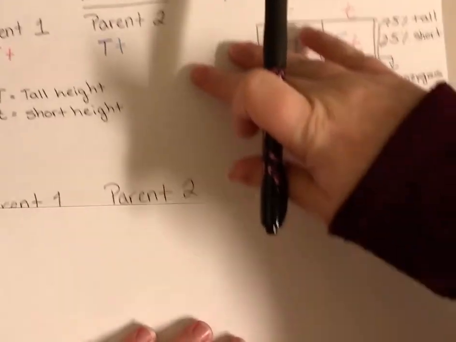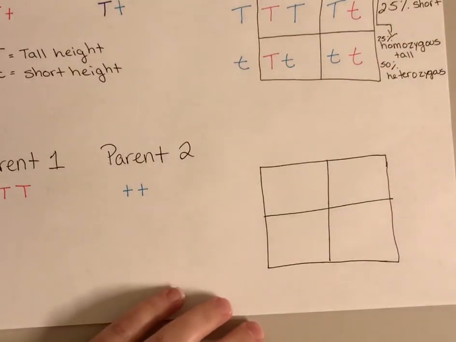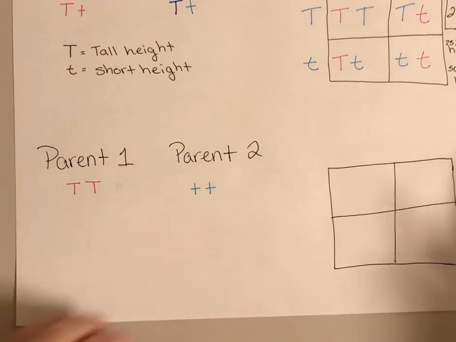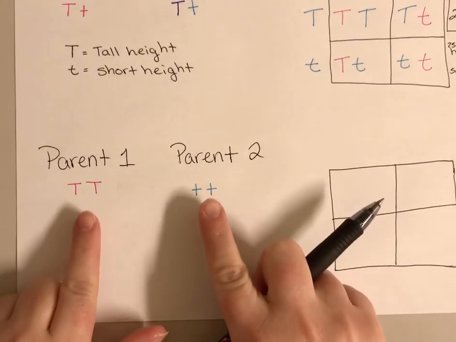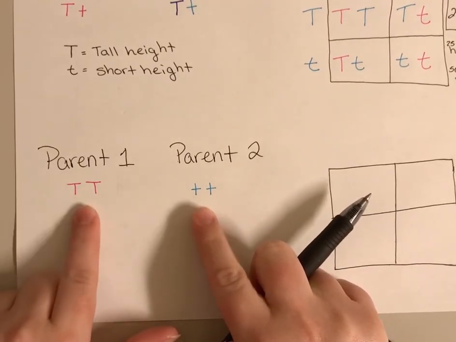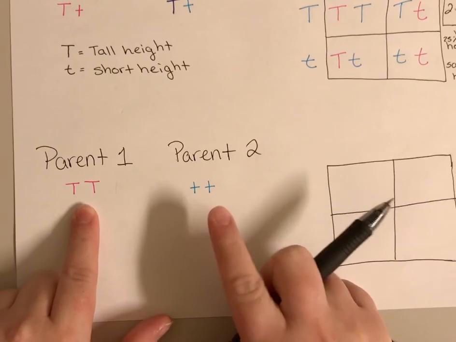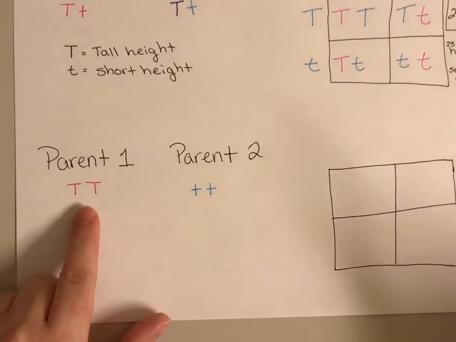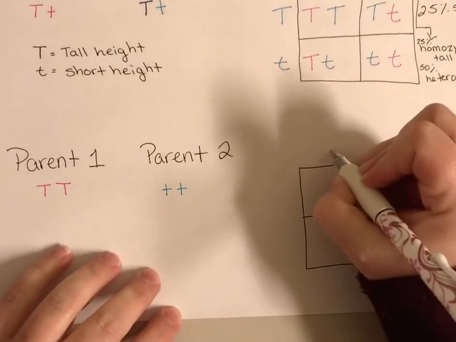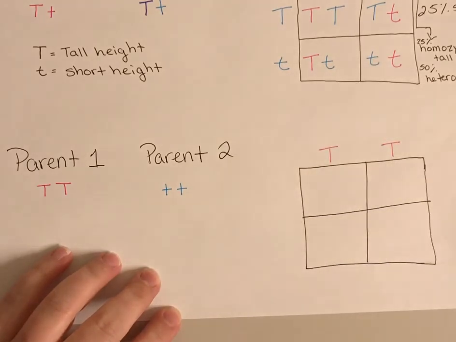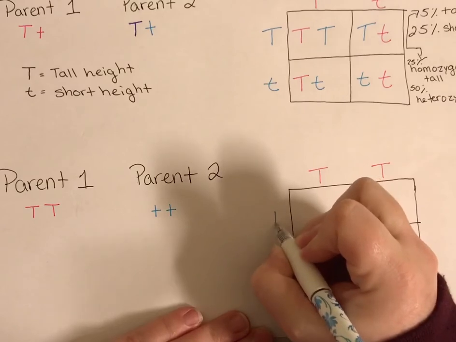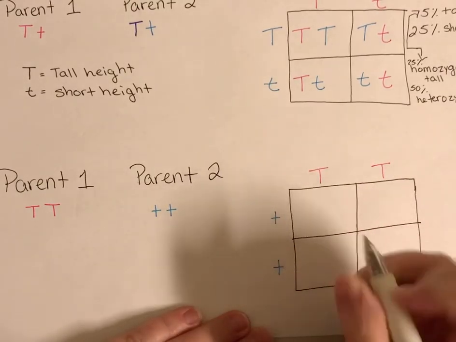So let's look at a second example. So again, we're looking at tall and short height. Okay? But this time we have 2 homozygous parent genotypes. One homozygous for tall and one homozygous for short. All right, so we're going to do the same thing. We're going to take each of these 2 alleles and we're going to put them on top of our Punnett square here. So one there and one there. And we're going to do the same thing we did in the first example with parent 2. So we're going to have our recessive allele and our recessive allele.